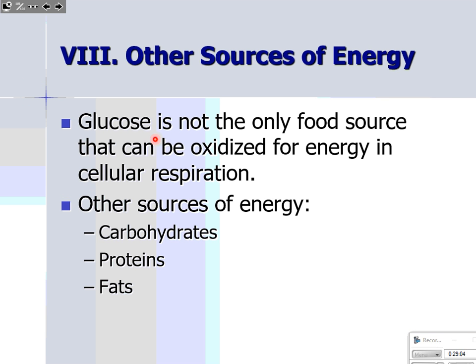Just to recap today, glucose is normally the starting point for aerobic cellular respiration. But these other sources, these other starting points, can be utilized. With carbohydrates, it's easy. You just turn it into glucose. With proteins and fats, it's not quite as easy because you can't turn those into glucose. But you can turn amino acids into pyruvate or acetate. And you can turn fat into pyruvate or acetate. You just have to do a lot of preliminary processing first.